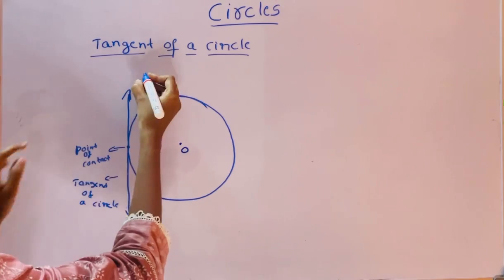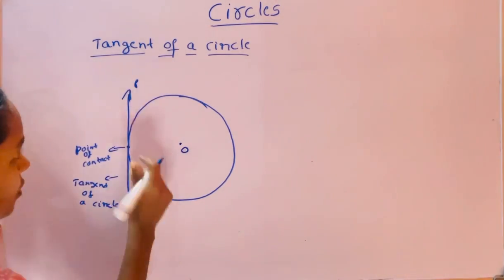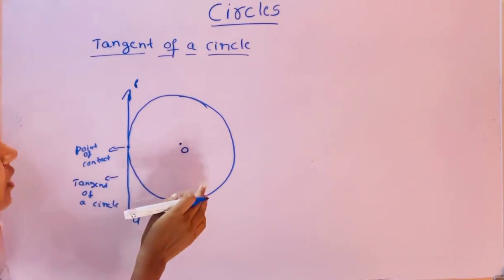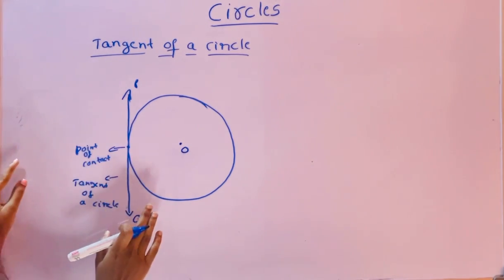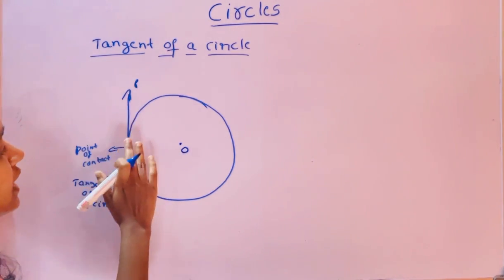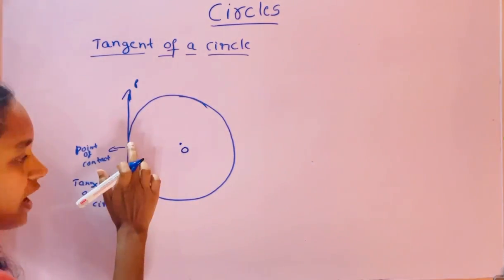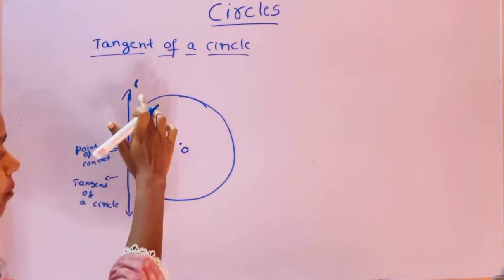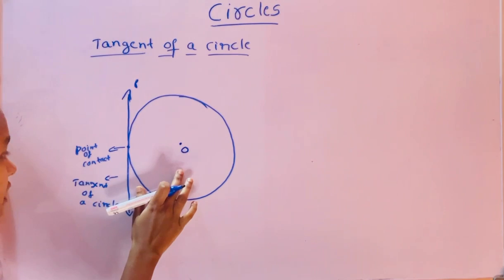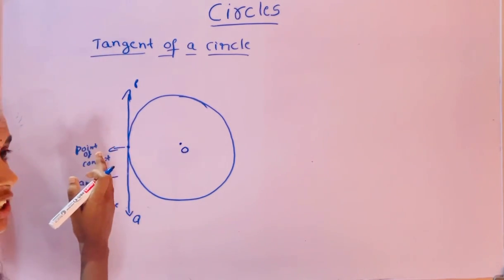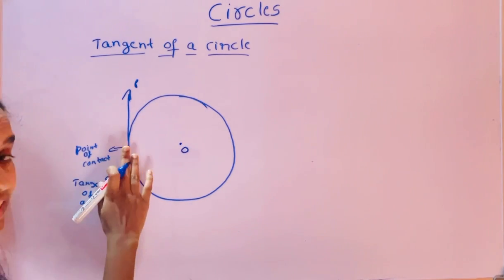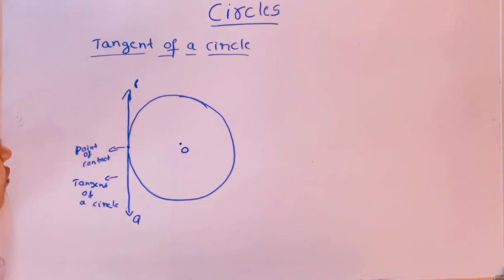We name it as PQ. PQ is a tangent to a circle. What is the definition of tangent? Tangent of a circle is a line that intersects a circle at only one point. Here PQ is a tangent to a circle, and the point where the tangent touches the circle is called the point of contact.